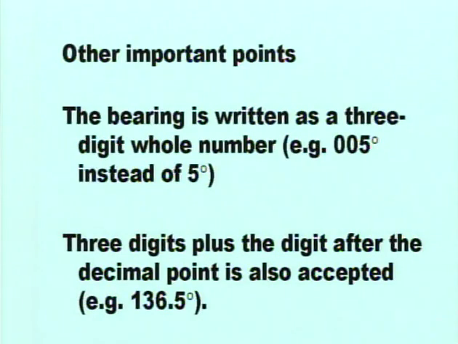Other important points. The bearing is written as a 3-digit whole number. Example, 5 degrees is written with 3 digits, 005 degrees. It's expressed in that way because that's the standard notation, 3 digits for the degree measure. 3 digits plus the digit after the decimal point is also accepted as a measure, and the 0.5 is part of a degree, half a degree.